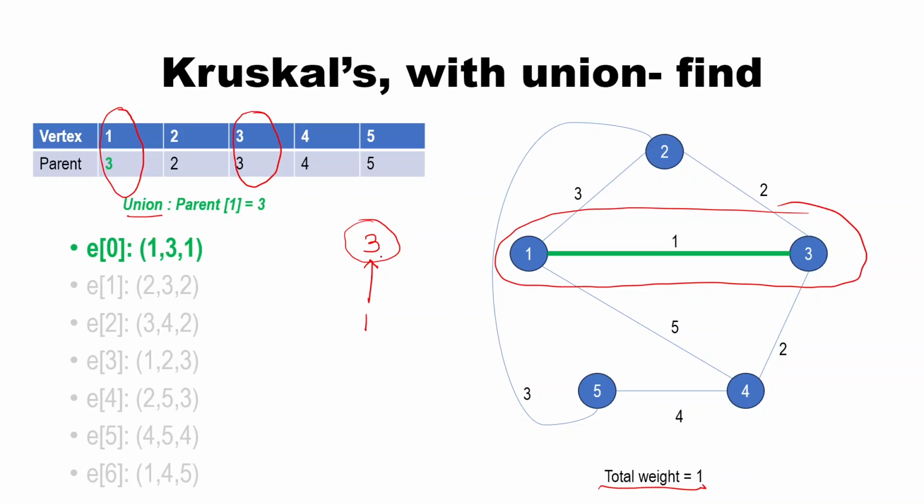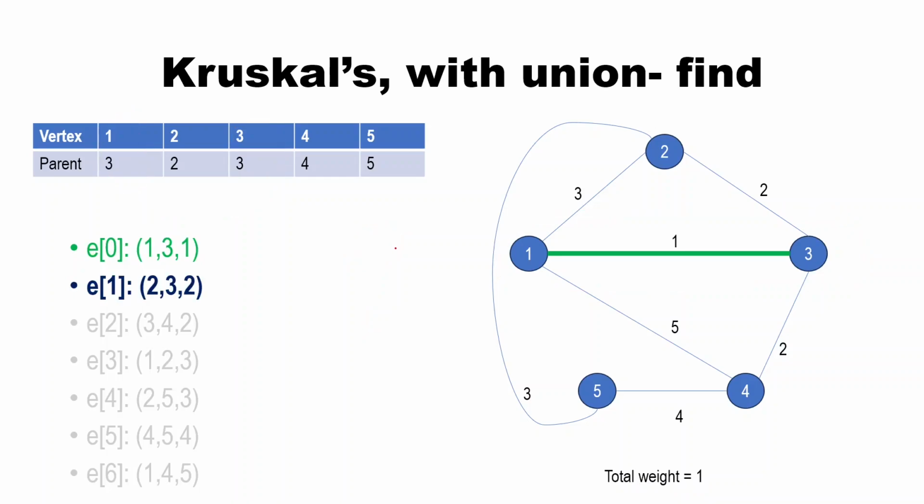Now, what I have drawn over here is just a representation to show that the parent or representative of 1 is 3. Let's move ahead. Let's try adding the second edge. So the second edge is between 2 and 3 with the weight 2.